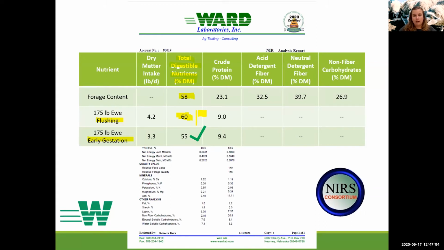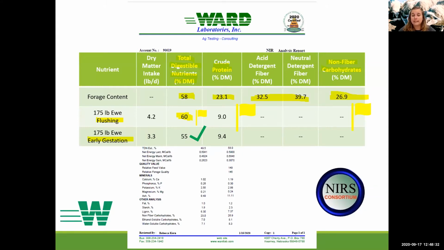Excellent. Now let's move on and look at her crude protein requirements. So what we see here, this forage has 23.1% crude protein, and that's well above her crude protein requirements, whether she's in flushing or early gestation. So for me, that throws up a yellow flag. I need to consider this. So I look at the fibers, and I see that these are very low fiber concentrations, leading me to examine my non-fiber carbohydrates. And I can see that these are very high. Over 20% in a forage is quite high.